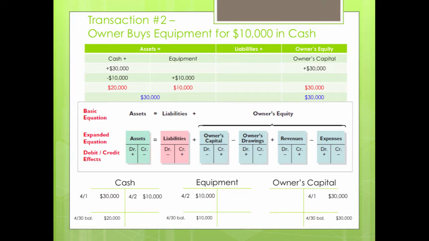The second transaction consisted of the owner buying equipment for $10,000 in cash. And we learned from the last 2 weeks that this transaction affected the cash and the equipment accounts. And we recorded the equipment as a debit. And we credited the cash account since a credit decreases the account. Okay? That's what we learned last week.